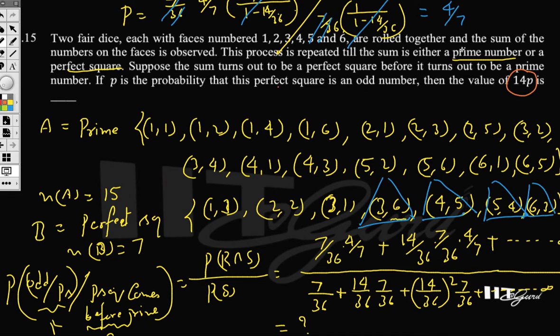So you plug in this value of p. So 14p is 14 times 4 by 7, and 7 twos are 14, 2 fours are 8. Now the value is 8. So the final answer is 8.